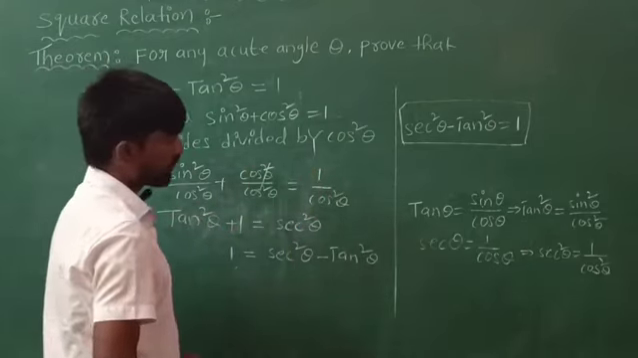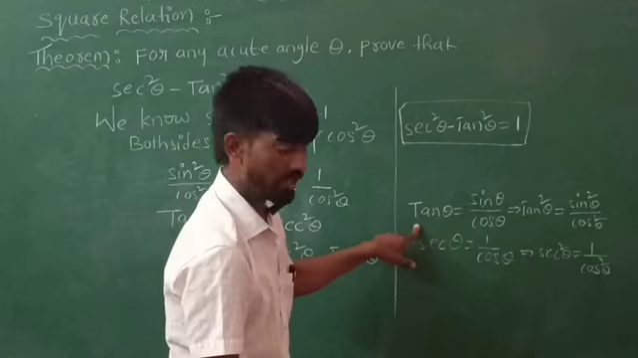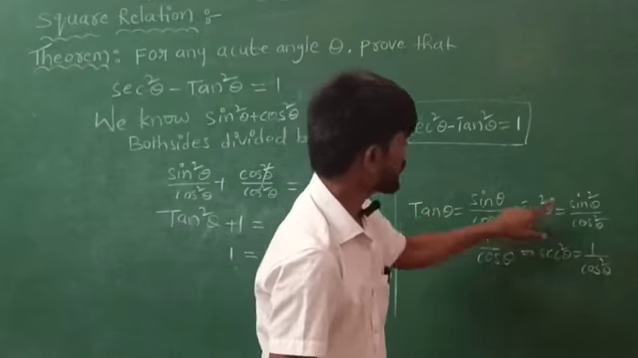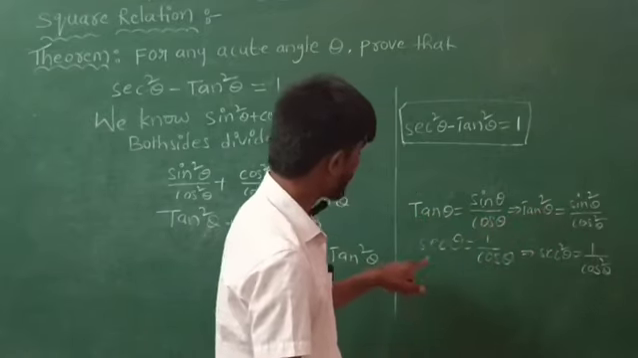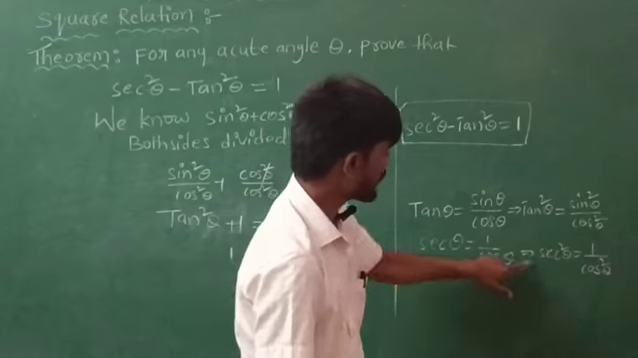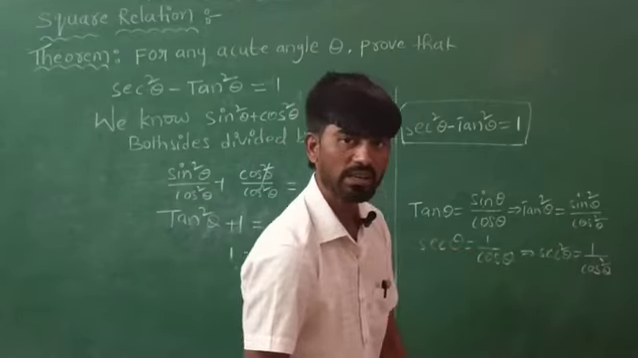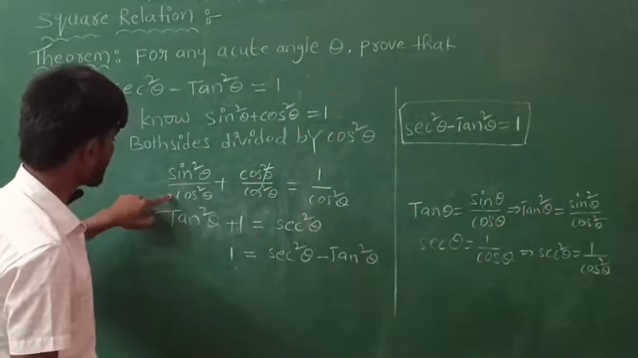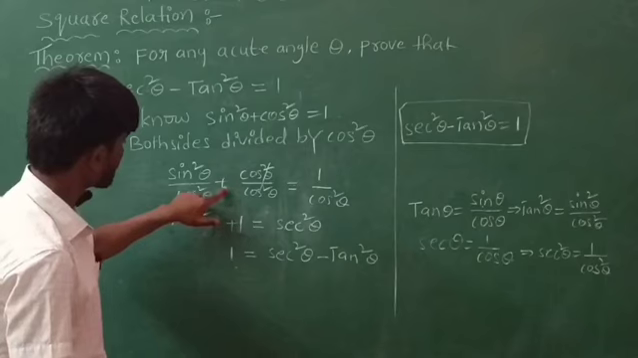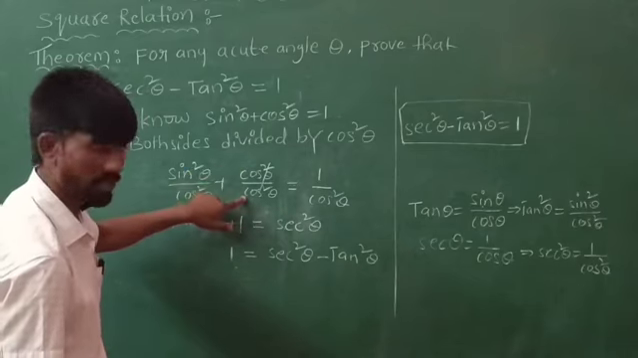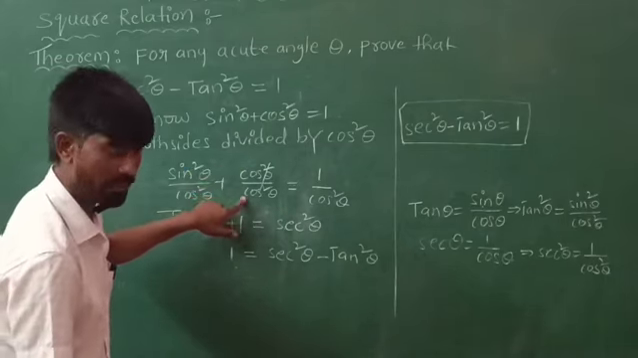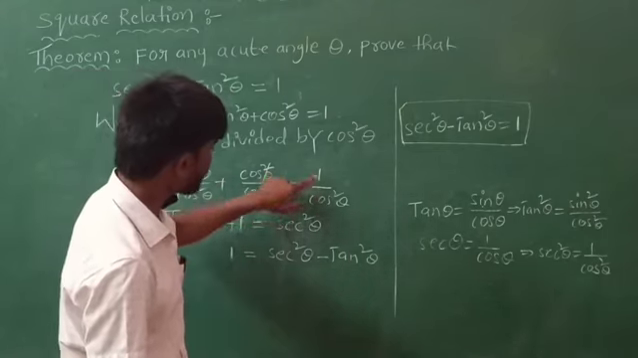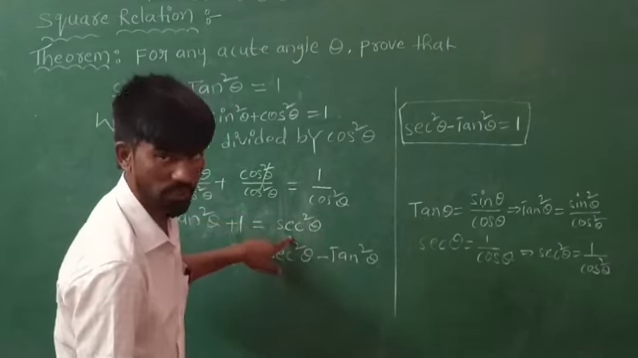Before that, we need to know some trigonometric ratios. Here tan theta is equal to sin theta by cos theta, so tan square theta is equal to sin square theta by cos square theta. Secant theta is equal to 1 by cos theta, that implies secant square theta is equal to 1 by cos square theta. Here I am writing sin square theta by cos square theta as tan square theta. Cos square by cos square, numerator and denominator being the same, is 1. And 1 by cos square theta I am writing as secant square theta.